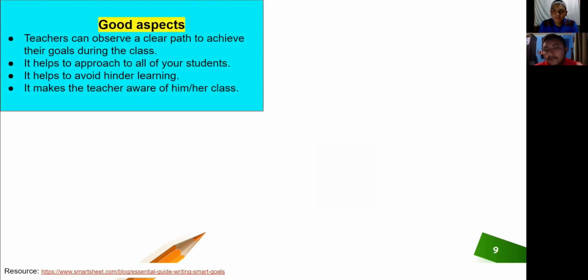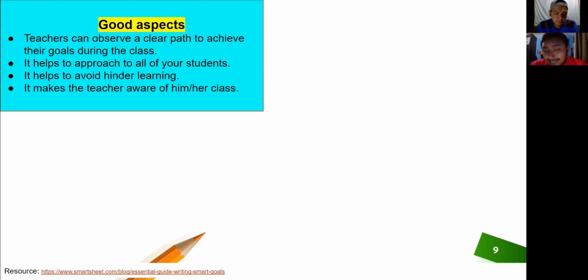Now, following with the next slide, we have here some good aspects that we would like for you to observe and to read. Daniel, you might want to help me here with the first bullet point that appears there in the good aspects, please. Teachers can observe a clear path to achieve their goals during the class. Then we have, it helps to approach all your students. It helps to avoid hindered learning. And also it makes the teacher aware of his or her class.